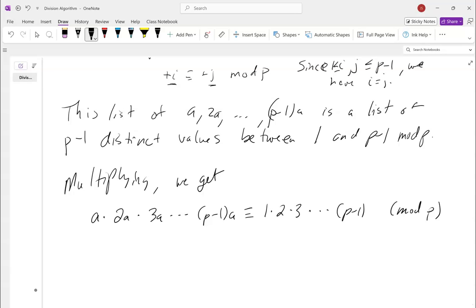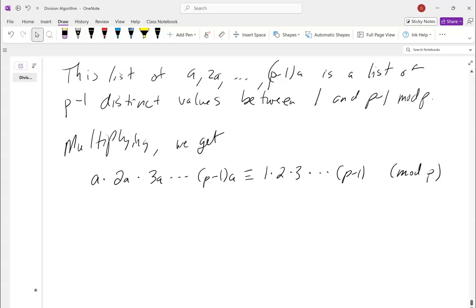The reason is that A is congruent to something in the list from 1 to P minus 1. 2A is congruent to something in the list from 1 to P minus 1 different from A. 3A is congruent to something in the list different from A and 2A. And so on up the line, I have to exhaust it. There's a 1-to-1 correspondence between the list of numbers A, 2A, 3A up to P minus 1 times A and 1, 2, 3 up to P minus 1.